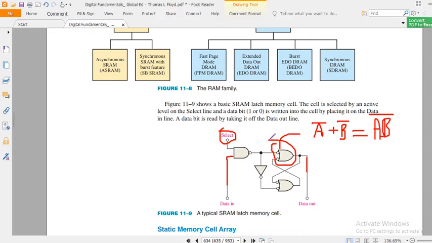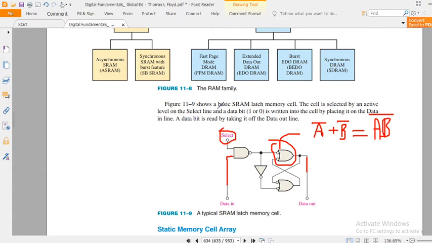Okay, so this is the basic SRAM latch. In any SRAM we may have a large number of bits. So we will have the repetition of this bit, and the select line selects the particular cell.